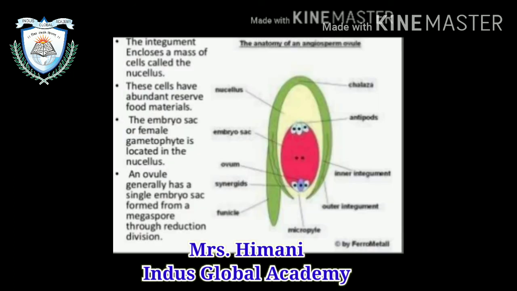The integument encloses a mass of cells that is known as nucellus. These cells have abundant reserve food material. The embryo sac or female gametophyte is located in the nucellus, and an ovule generally has a single embryo sac formed from the megaspore through reduction division.